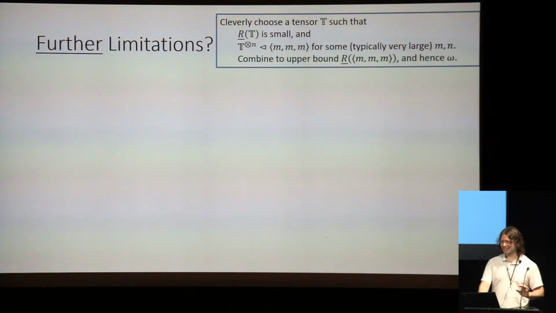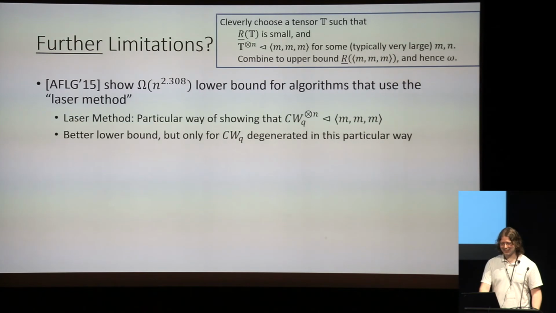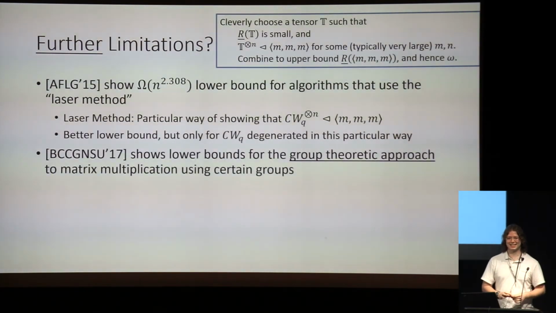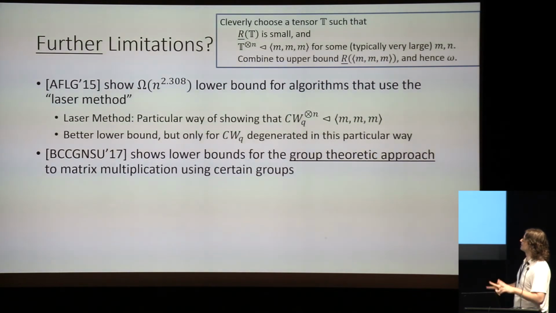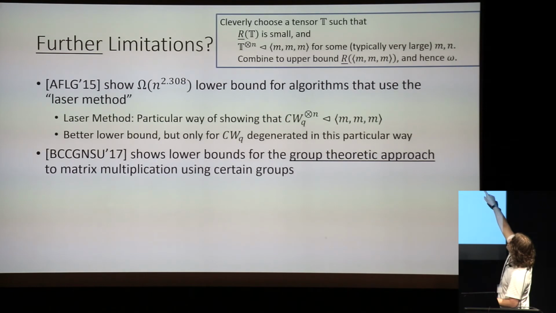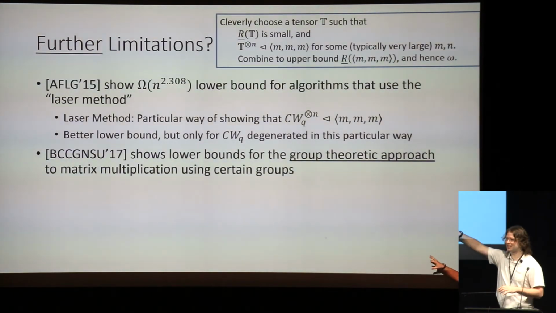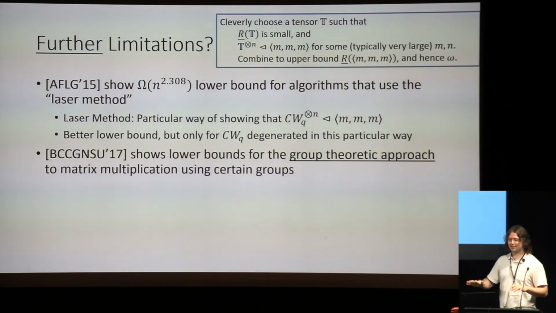Okay, so I'll quickly mention, I think I'm about out of time, there are two other past works on limitations of matrix multiplication algorithms. The first one, by Ambainis et al., showed a lower bound for algorithms that use the so-called laser method. The laser method is a way for the second step in the blue box, of showing how your tensor degenerates to a big matrix multiplication tensor. It's a particular way to do that when your tensor is the Coppersmith-Winograd tensor. Almost all the most recent algorithms use this laser method to do that second step.